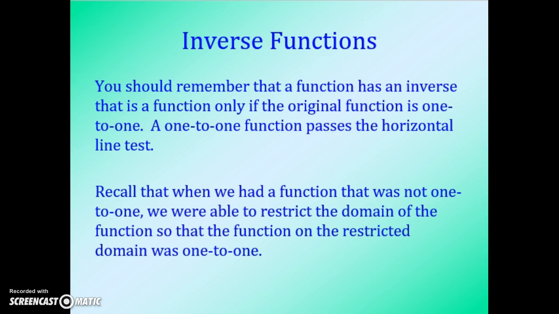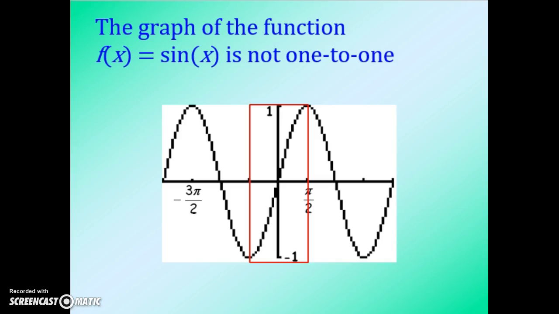So remember, for a function to have an inverse, the original function has to be 1 to 1. It has to pass the horizontal line test. If it doesn't pass the horizontal line test, then it cannot have an inverse. On some functions, what we decided to do in order to talk about an inverse was to restrict the domain. So if we restrict the domain of these trig functions, sine and cosine, then we can have an inverse function.